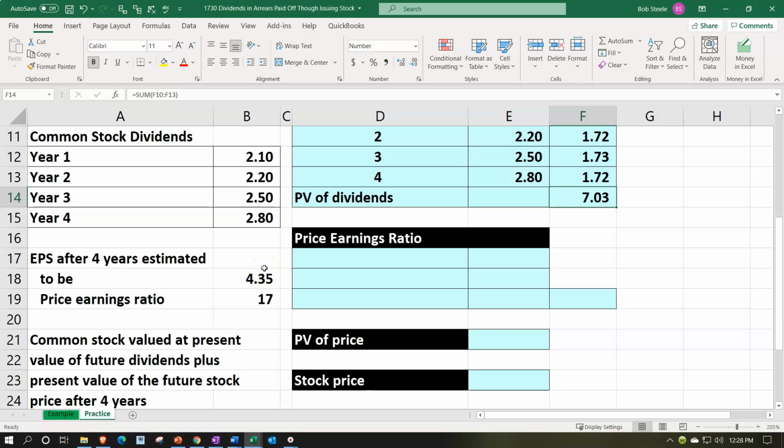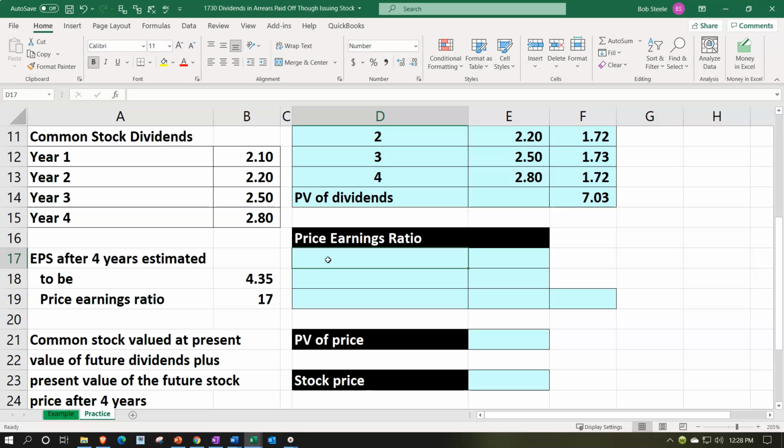So we got the earnings per share after 4 years estimated to be that, and the price earnings ratio. So if you think about this, the earnings per share ratio is going to be the earnings, which is the net income divided by the number of shares. And the price earnings ratio is going to be simply the price compared to the earnings. So let's first think about the price earnings ratio and then back into what we want, which is the price, the unknown. And the price is in the price earnings ratio.